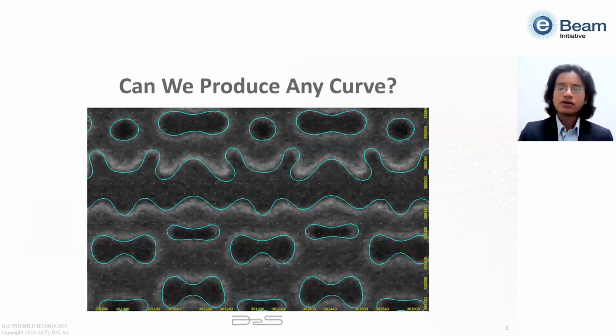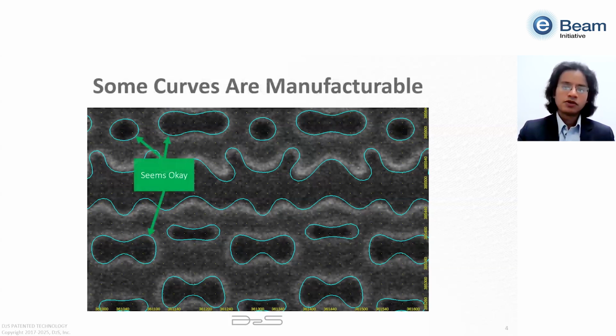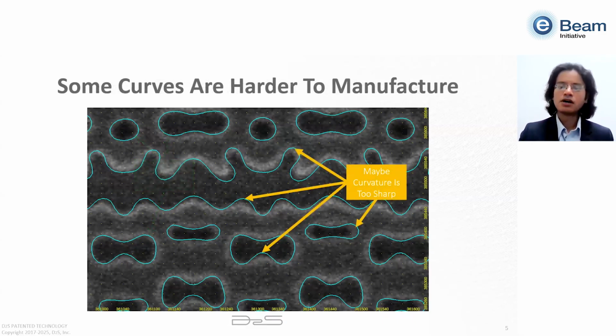But can we produce any curve? Consider this test case where the light blue colors represent the contours that you actually wanted to print, overlaid with a SEM image. As you can see, some of the curves are really manufacturable. There is no issue manufacturing them. But maybe there are some other places where it is too sharp, and because the curve is too sharp, the process doesn't allow it to be manufacturable. In these cases, the smaller regions are really towards the edge of the leading edge manufacturability.